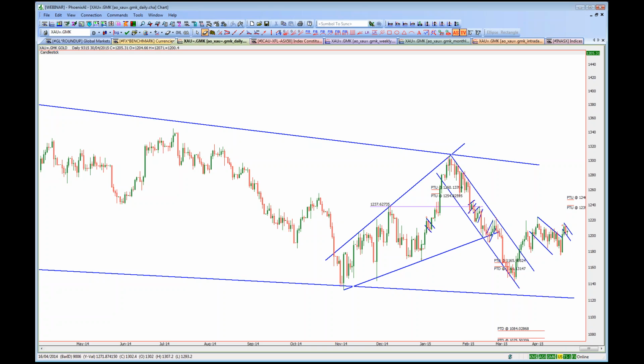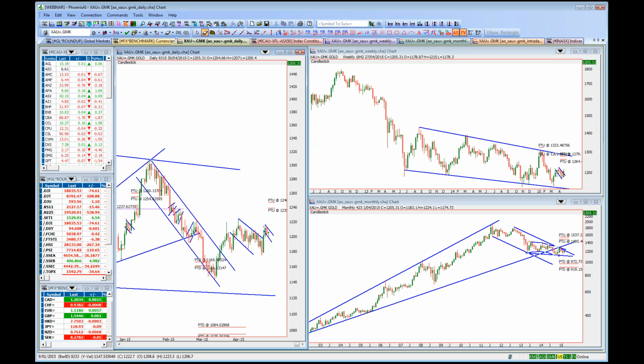Okay. So basically, if it does break on the upside, now this target, I have to continually stress, is only valid if it actually breaks to the upside. Okay, only if it breaks to the upside. Now that is gold.